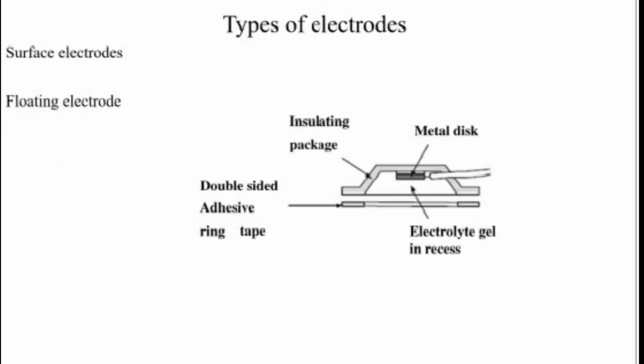Floating electrode. In the floating electrode, the metal does not contact the body directly. That is, the contact is made via an electrolytic bridge. By this electrode, movement artifact is eliminated. This is also called a liquid junction electrode.